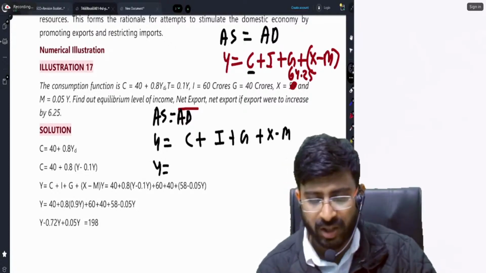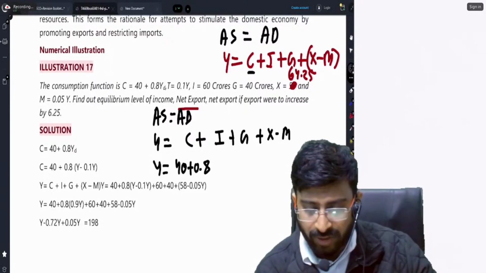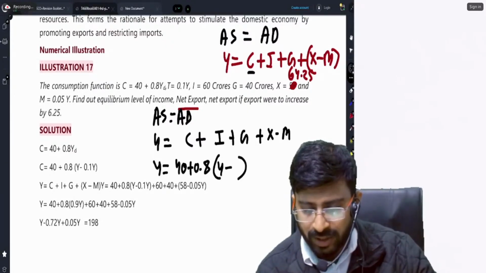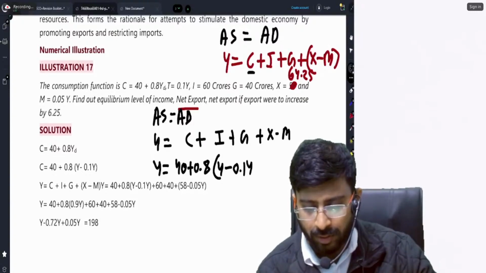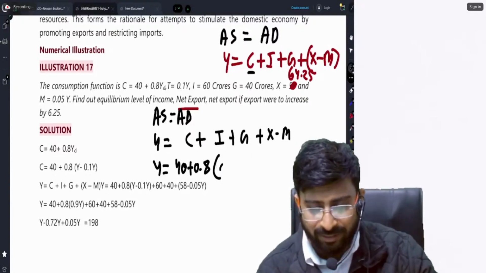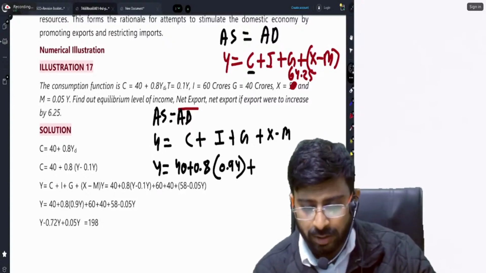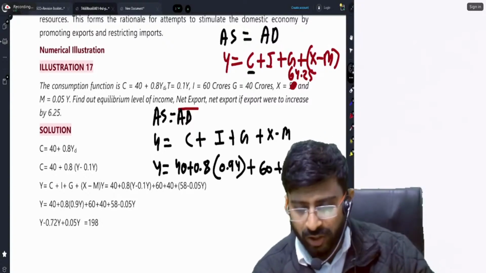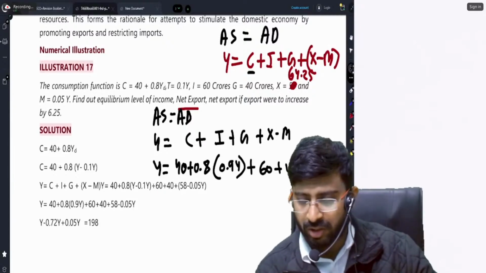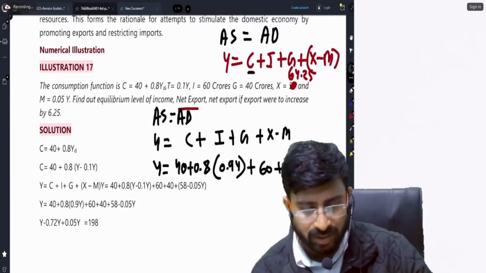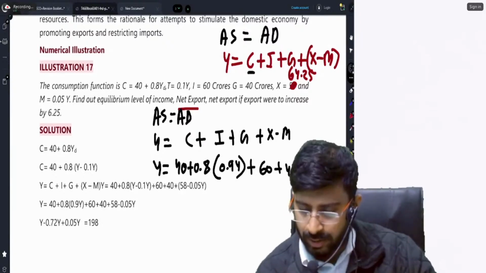Now C is A plus B YD. That is 40 plus 0.8 YD. Now YD is disposable income minus taxes. Taxes is 0.1 Y, which becomes 0.9 Y. Yes or no? No change so far. What is I? 60 crores. What is G? 40 crores. What is exports? 64.25 minus imports, which is 0.05Y.